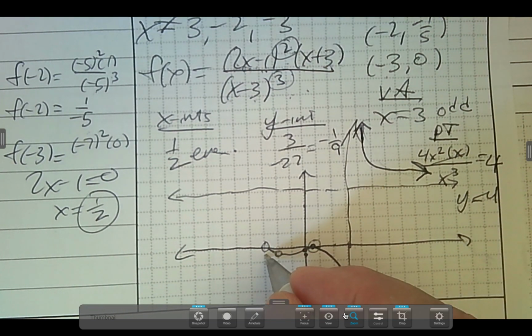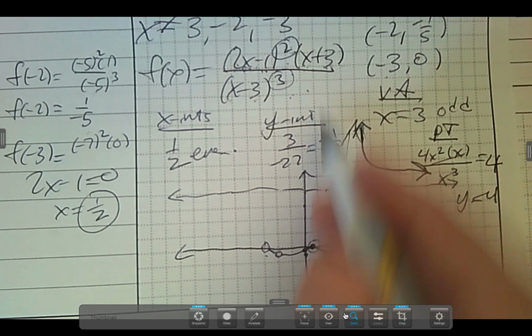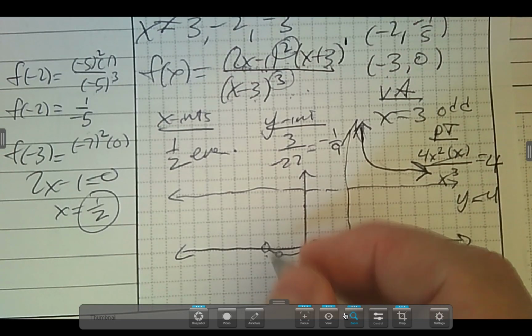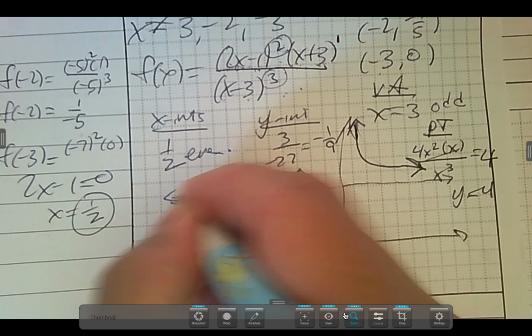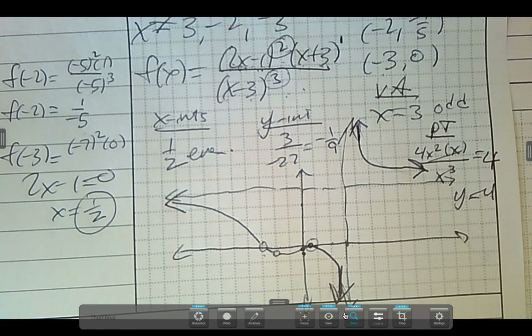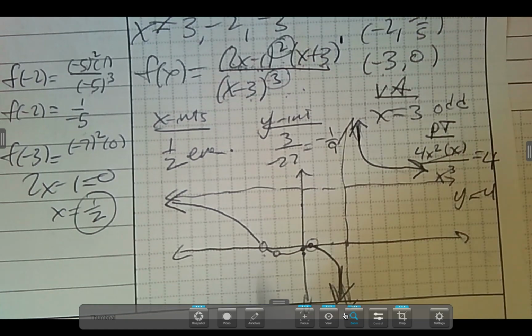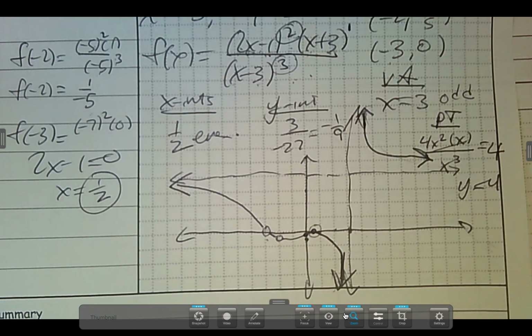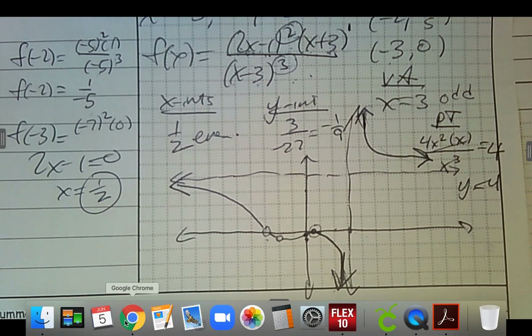Now, this hole has an odd exponent. That's this one right here at -3. So I know it's going to cross over, and then I know the end behavior eventually is 4. And it may not go up that quickly to get to 4, but this is the overall picture, the sketch of it.